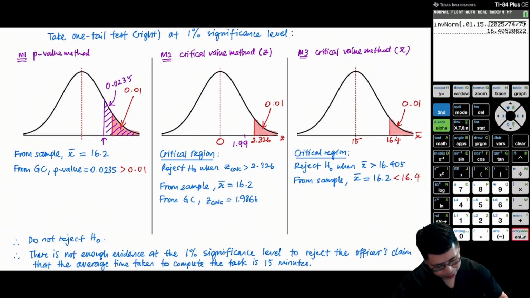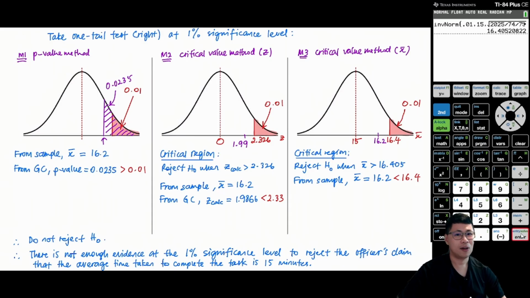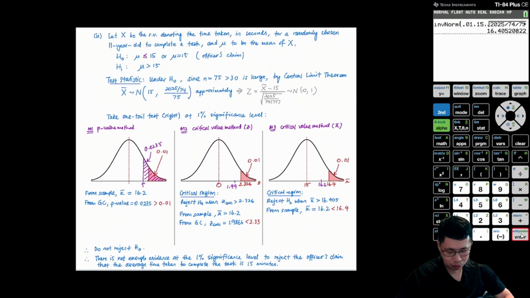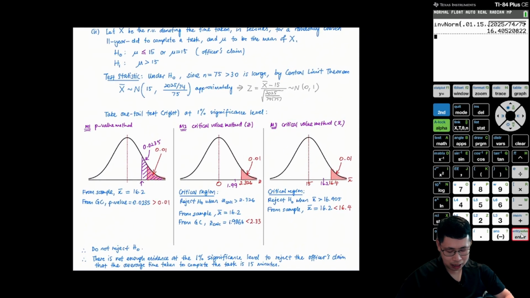Or the other one, sorry, this one is less than 2.33. We need to make the comparison, and based on this comparison, we do not reject H naught. It means that our 16.2 is over here, before our 16.4, and because it lies outside the rejection region, we do not reject H naught and we follow the same conclusion. So this is the process to carry out our hypothesis testing. It looks very long, but this is the process that we're going to take.